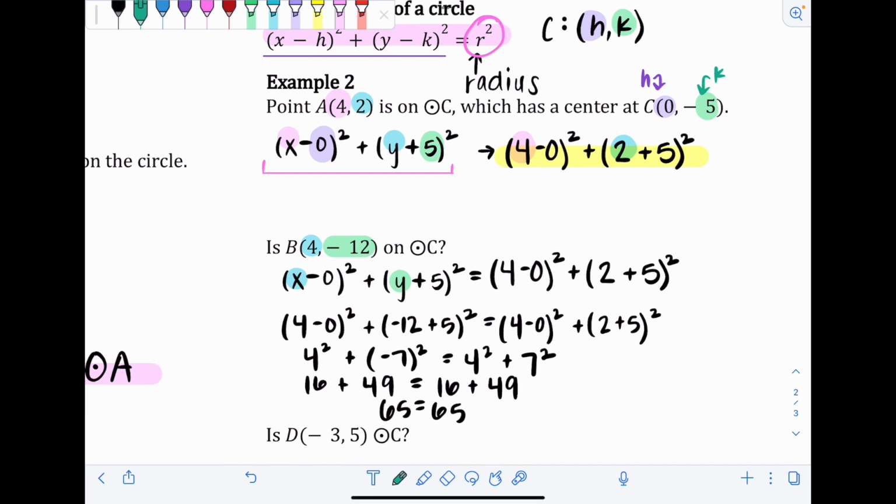So that means that this is a true statement. So that means that, yes, point B is on the circle. So yes, point B is on circle C.